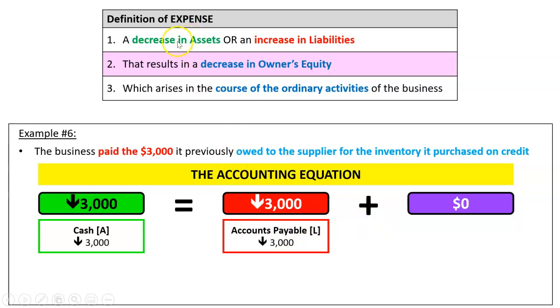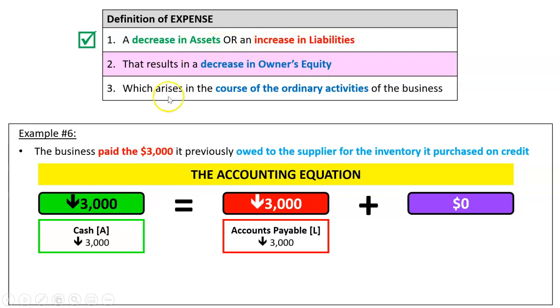Just stepping through our definition. Was there a decrease in assets or an increase in liabilities? Yeah, there was. Assets went down. That just says or. It doesn't say both have to be true because liabilities actually went down. They didn't go up. But that doesn't matter. It's just one or the other has to be true.